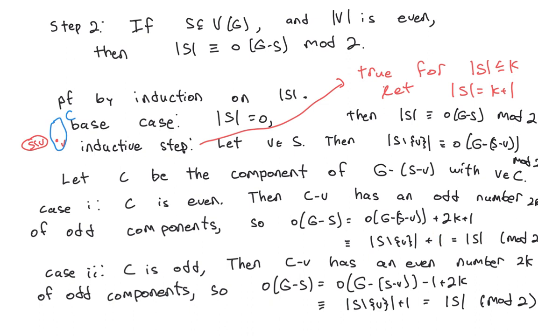So then our other case is if C is odd, then when I remove V, I have an even number, and thus C minus V has to have an even number of odd components.